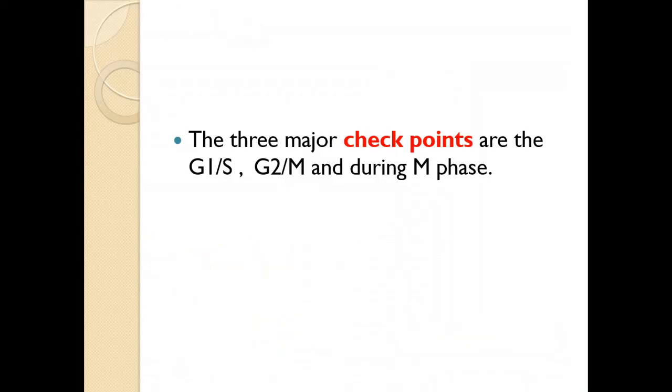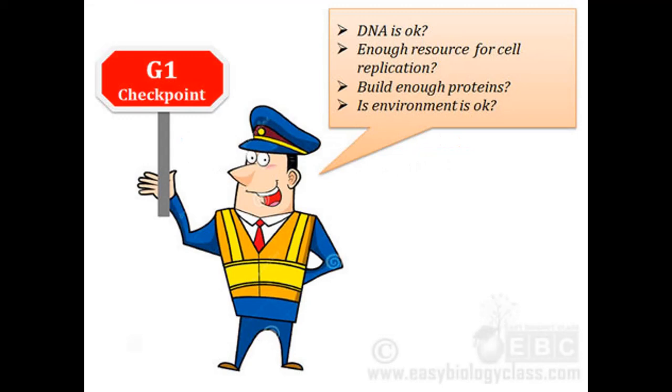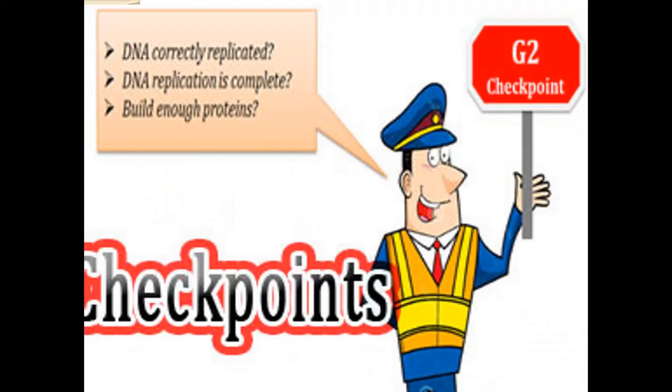Checkpoints. There are three major checkpoints which are denoted by G1/S, G2/M, and M phase. At the G1 checkpoint, it will be checked whether the cellular DNA is okay or not. Are there enough resources and proteins for replication of the cells? And is the environment suitable for replication of the DNA? At the G2 checkpoint, it will be ensured that DNA is correctly replicated. It will also check whether the DNA replication is completed or not. And it will also be checked whether there are enough proteins in the cells to enter the next phase of the cell cycle.